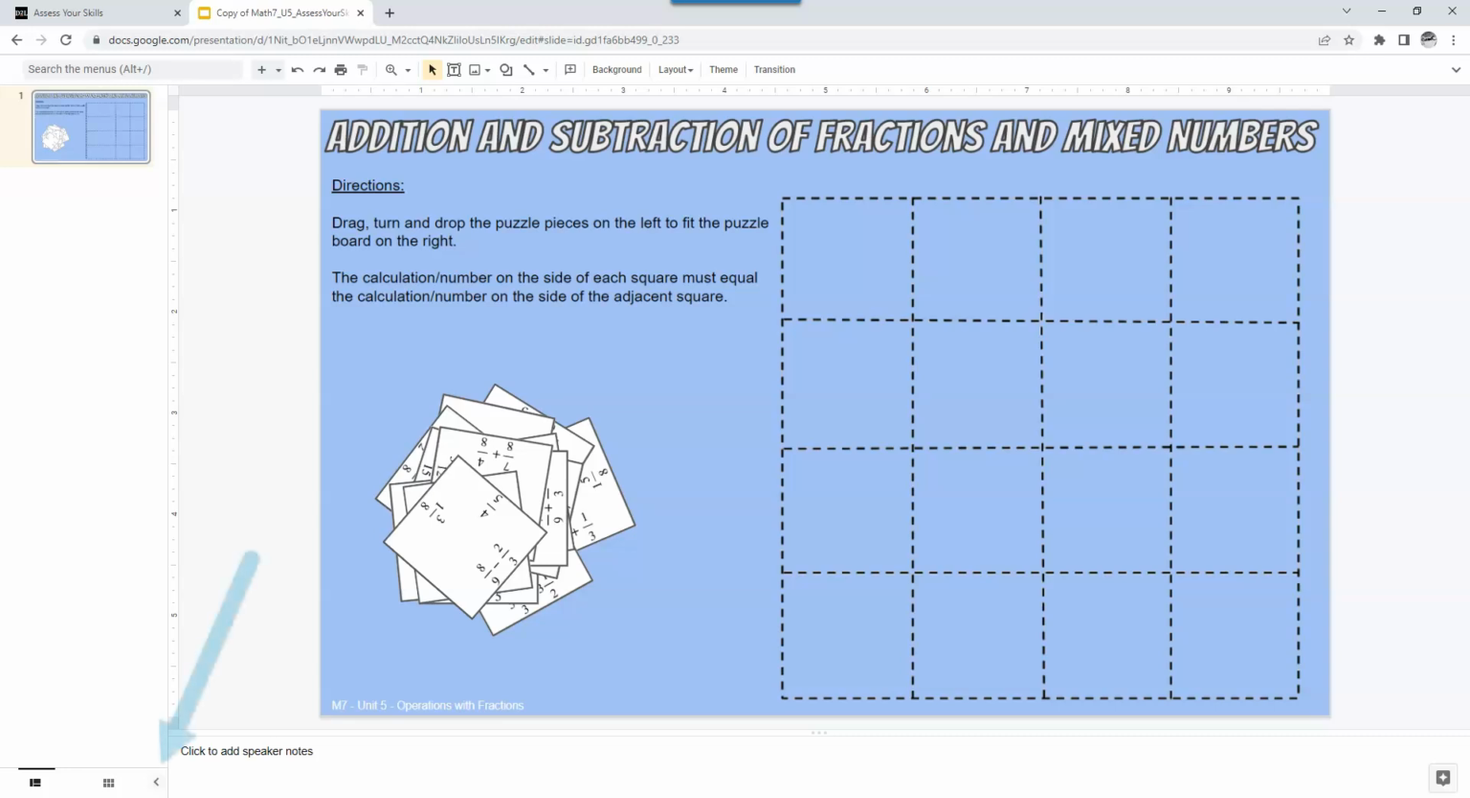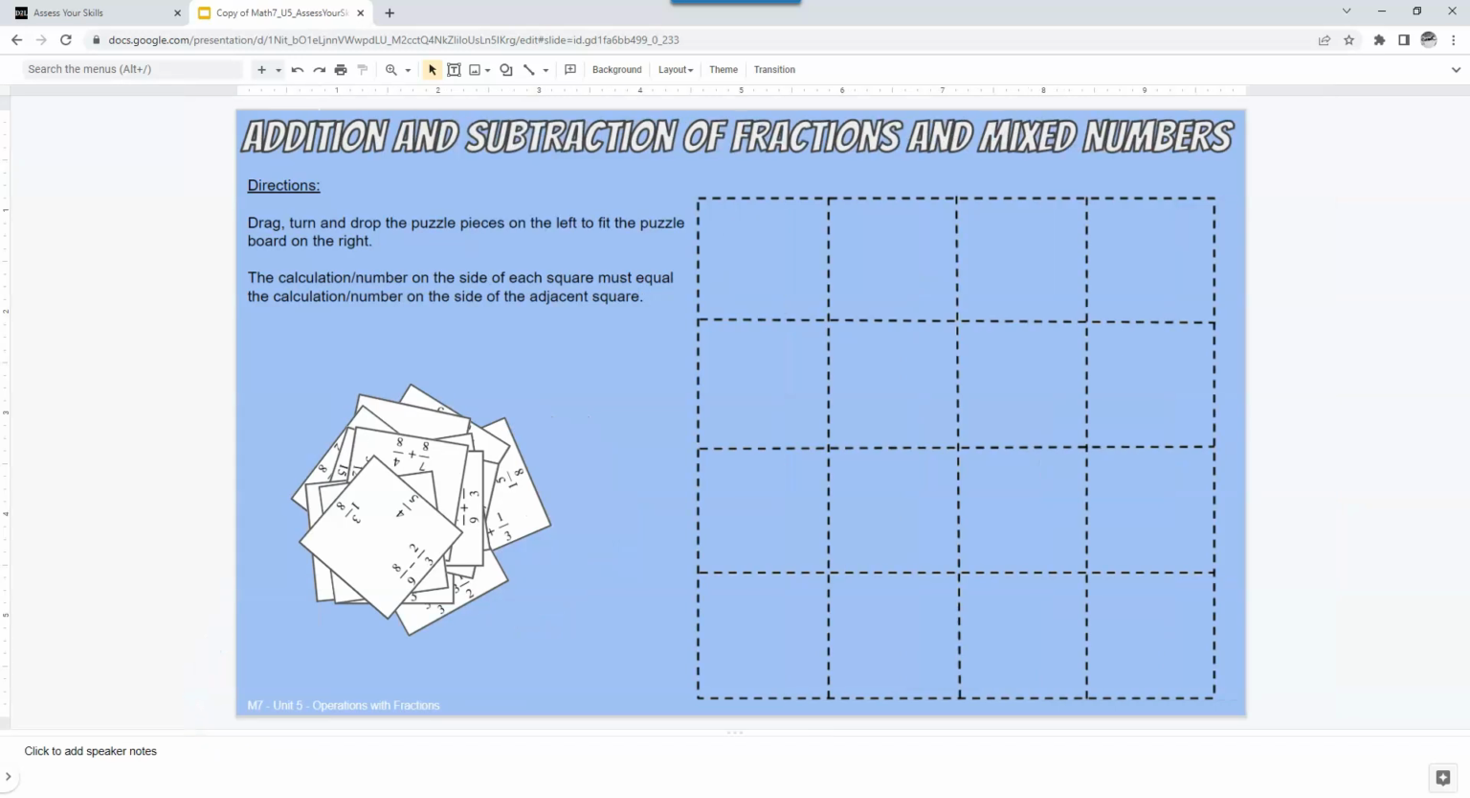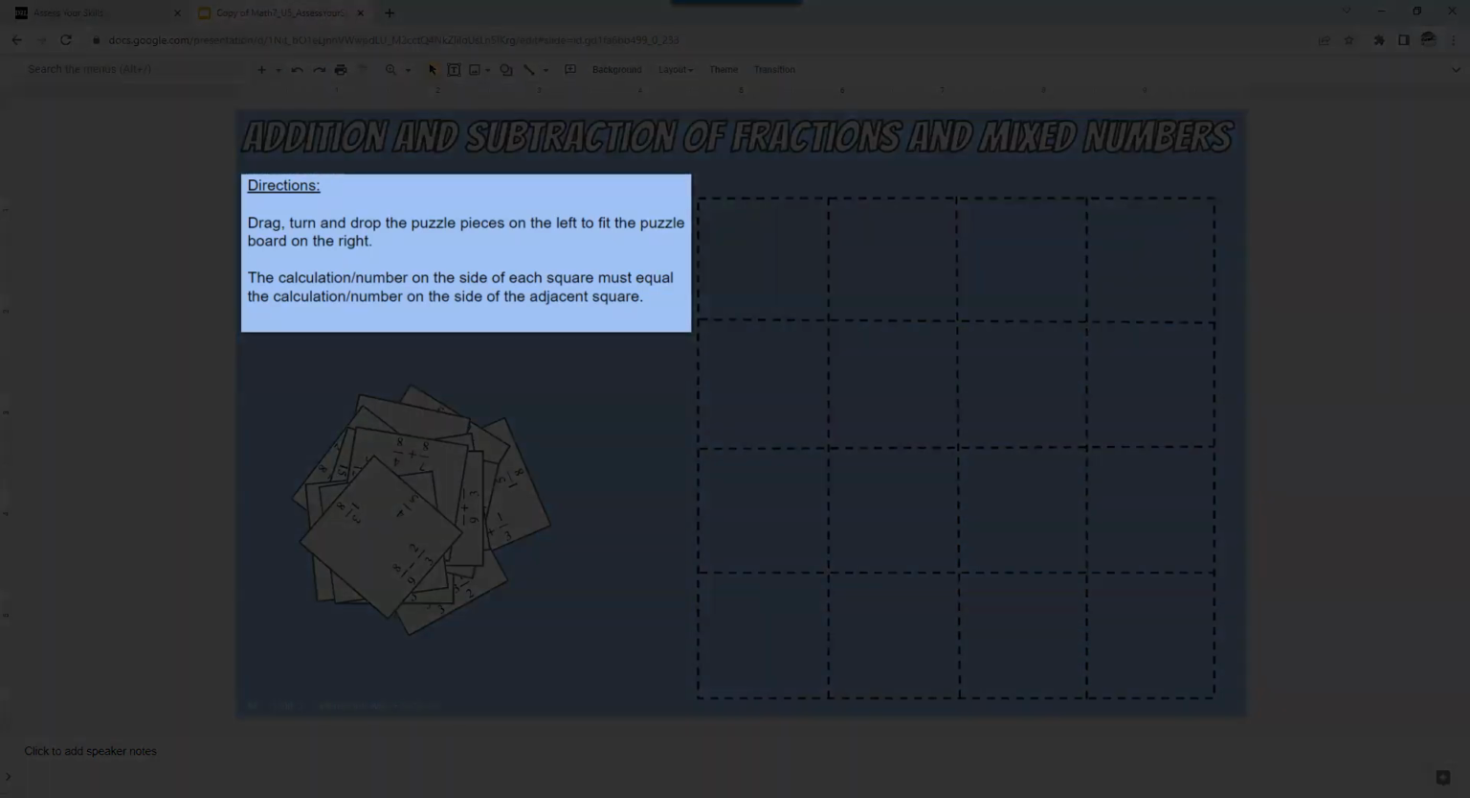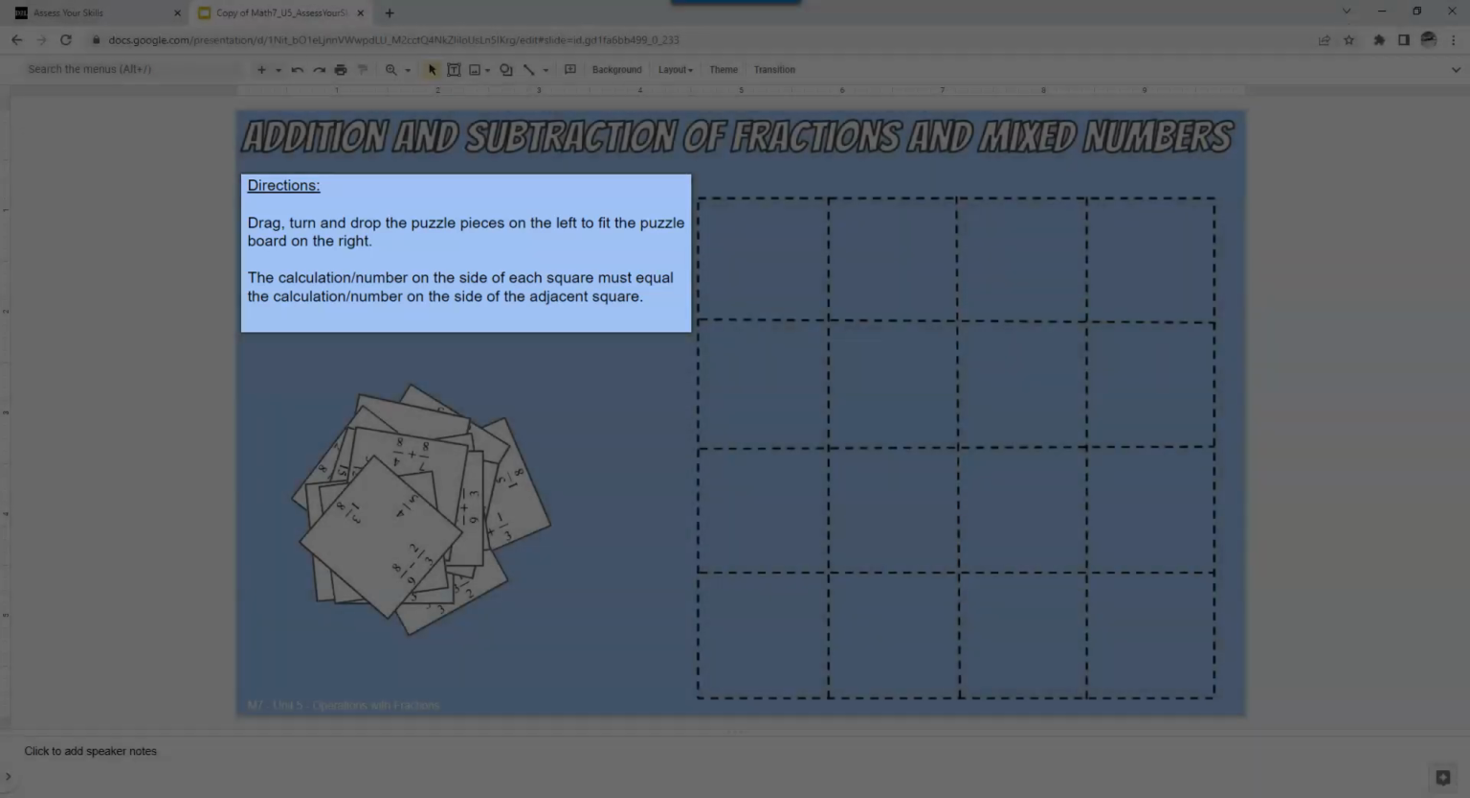First, though, you can hide the menu to the left by clicking on the arrow, as shown. Now we have a better view of our puzzle. The title of the puzzle activity is The Addition and Subtraction of Fractions and Mixed Numbers. The directions tell us to drag, turn, and drop the puzzle pieces on the left to fit the puzzle board on the right. And we're also told that the calculation or number on the side of each square must equal the calculation or number on the side of the adjacent square.